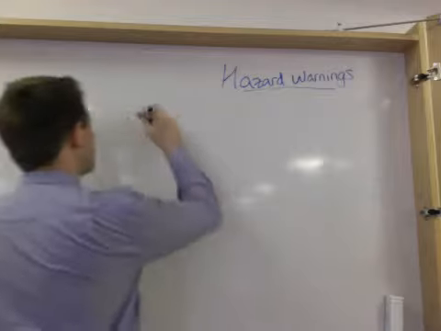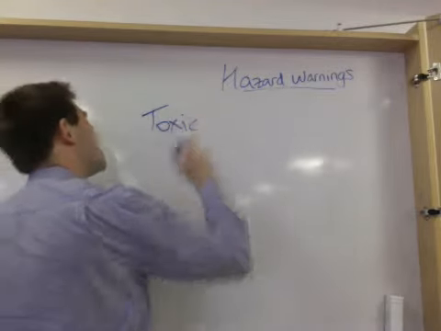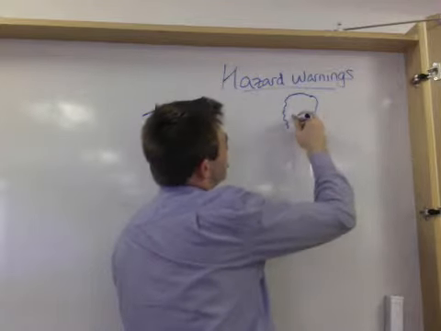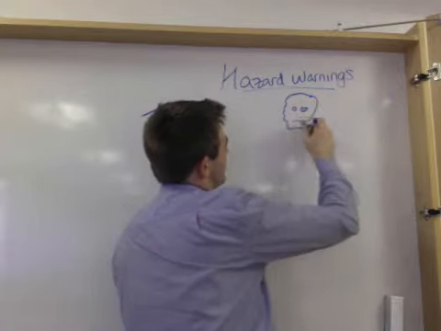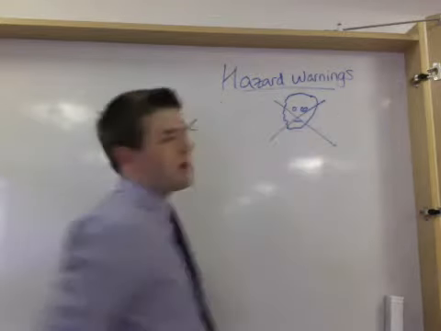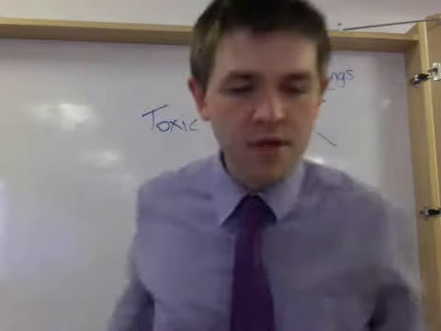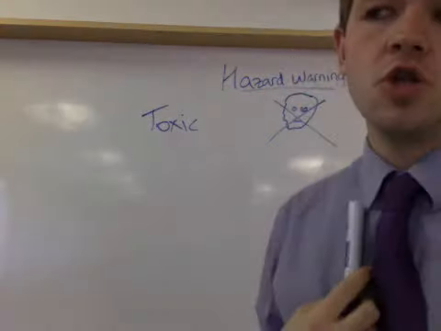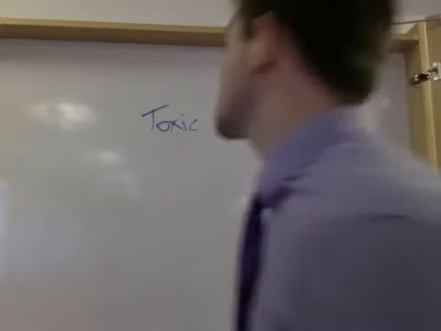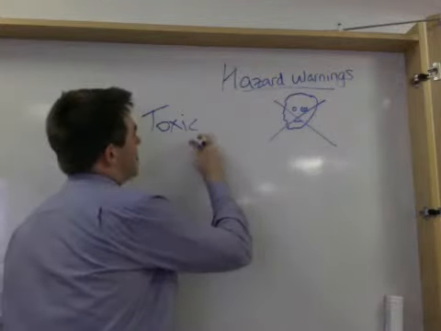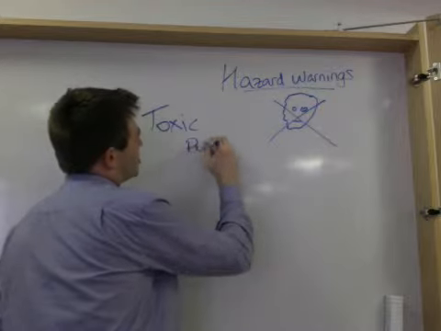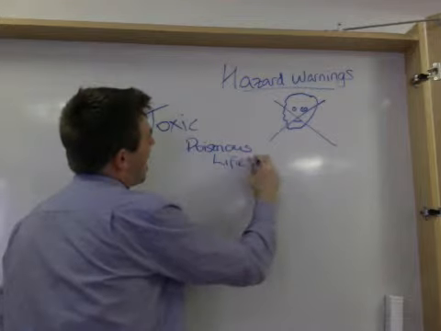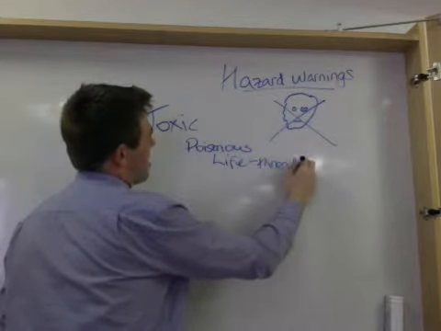There's a couple more that are a little bit more concerning to think about. One of those is toxic. And anything that is toxic has the famous skull with the crossbones through it. And things that are toxic, we need to make sure that we are very careful with them, because toxic things can potentially be poisonous to us, and they can be life-threatening.